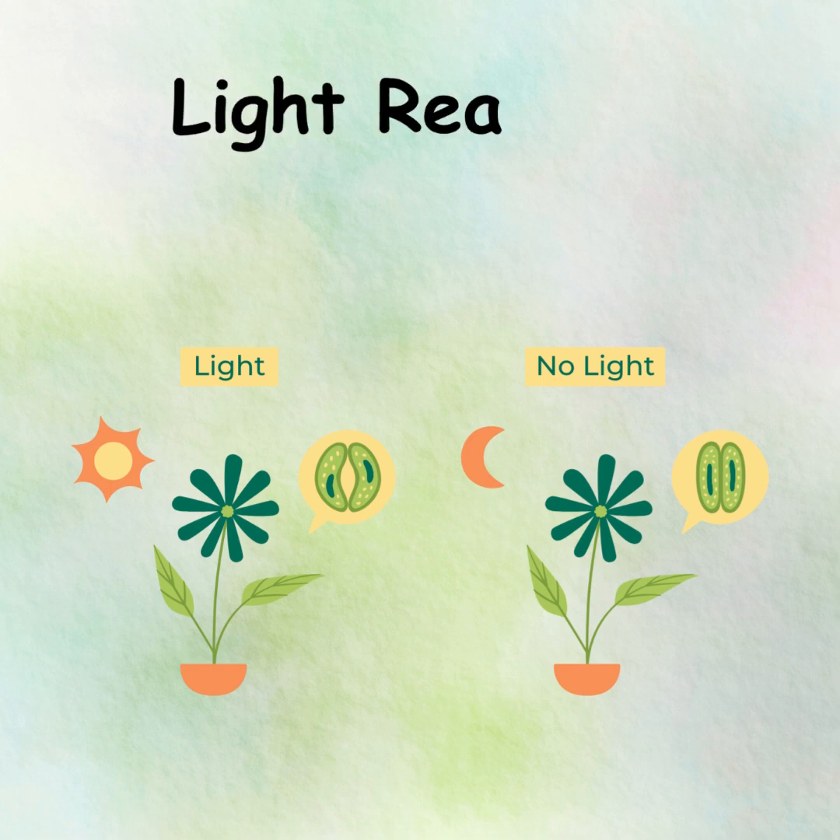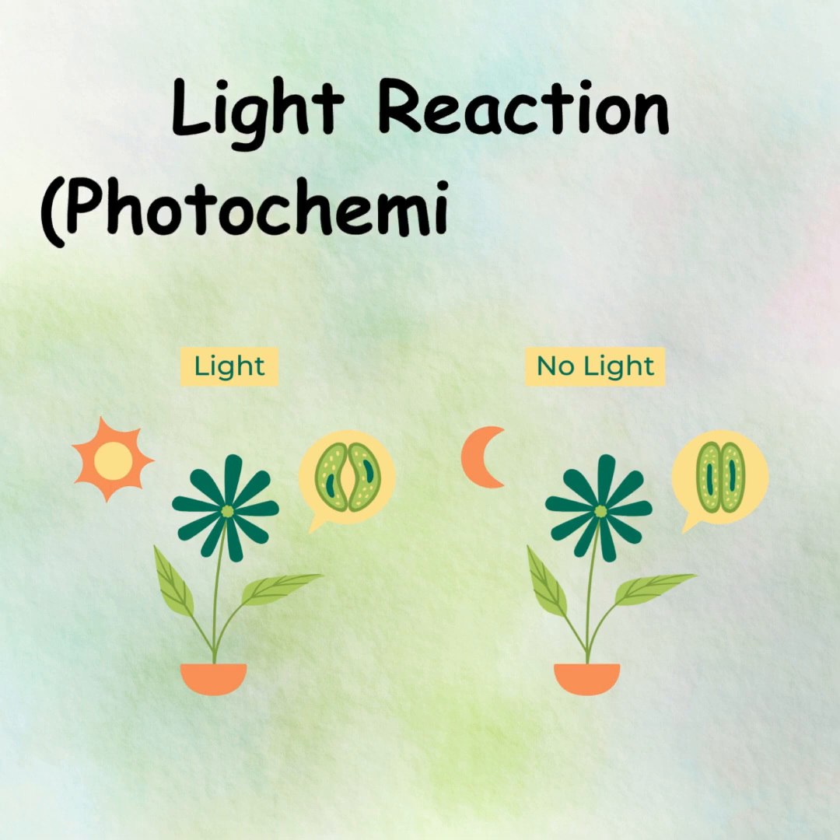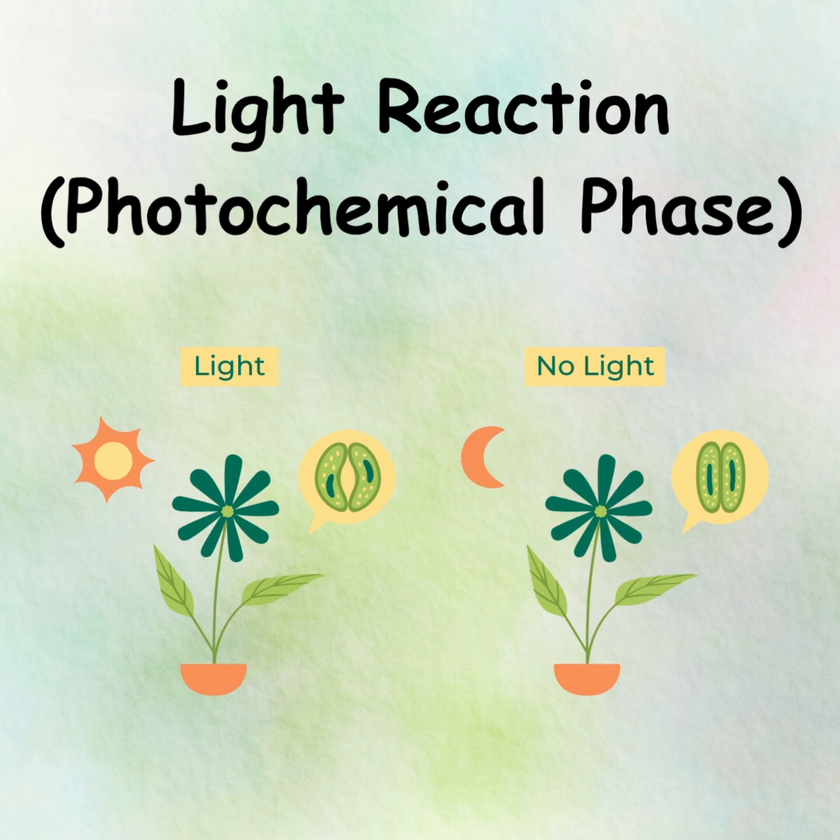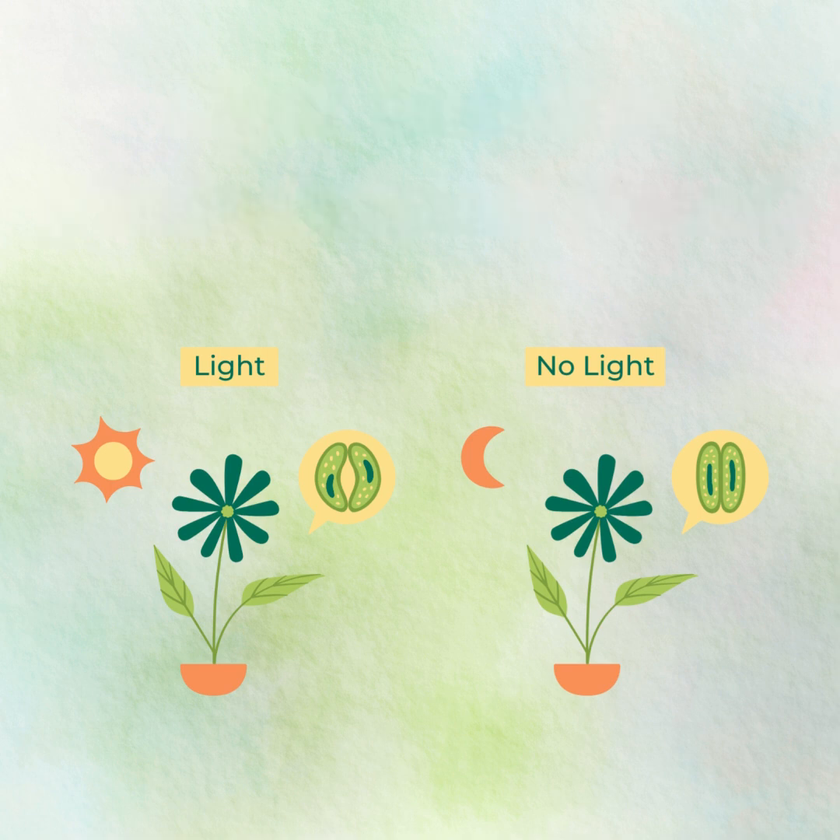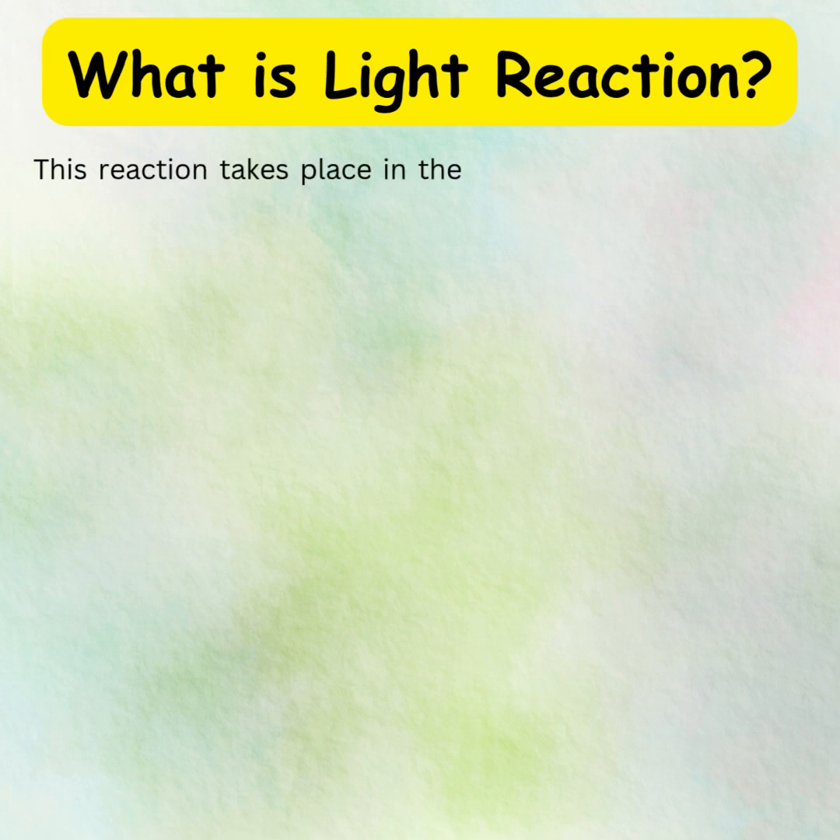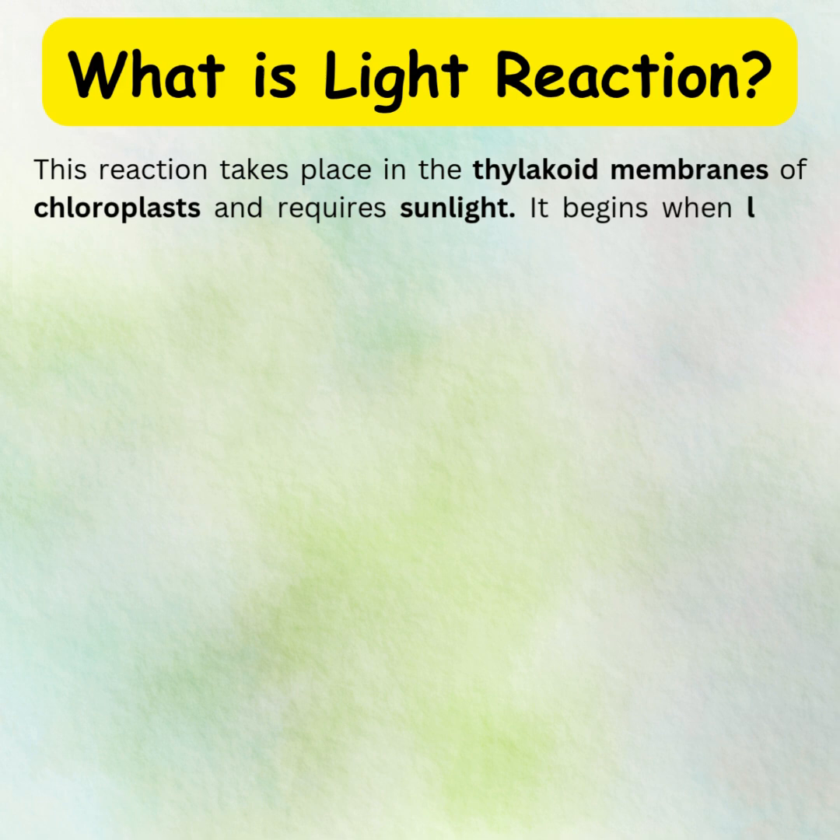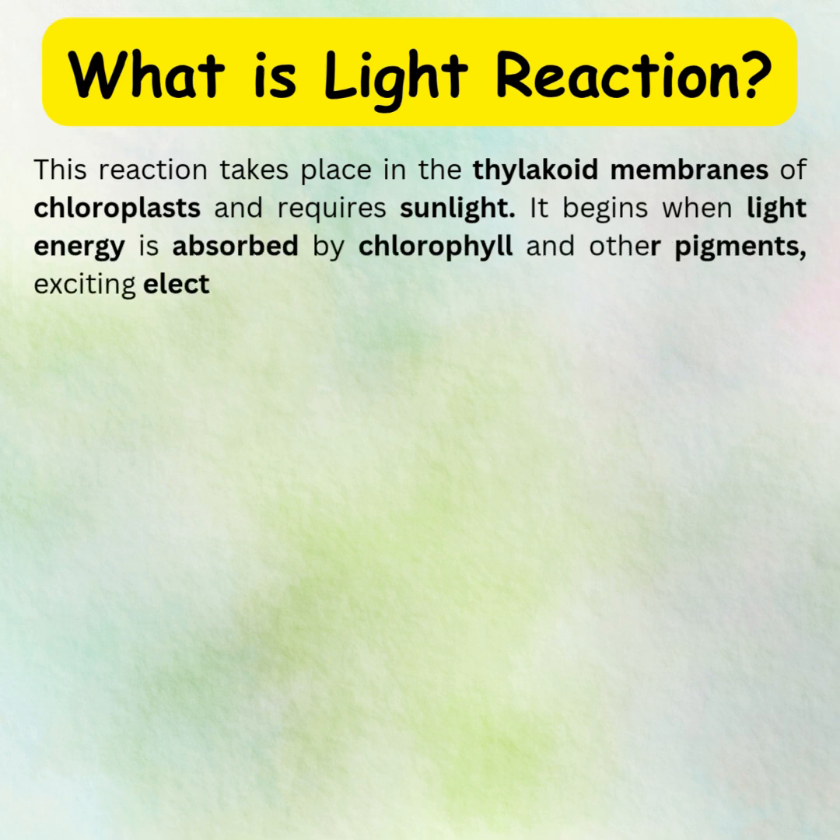Let's understand one of the most crucial steps in photosynthesis, the light reaction, also called the photochemical phase. This reaction takes place in the thylakoid membranes of chloroplasts and requires sunlight. It begins when light energy is absorbed by chlorophyll and other pigments, exciting electrons and triggering a chain of events.